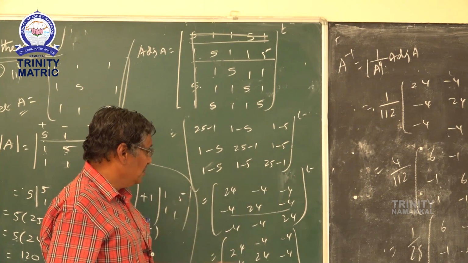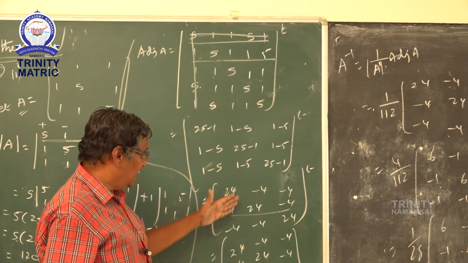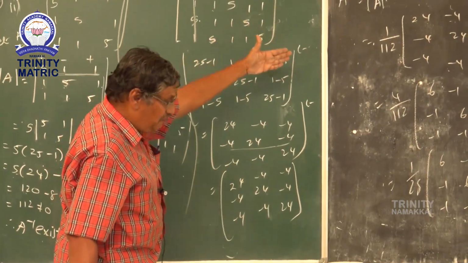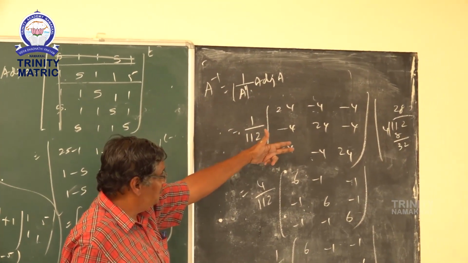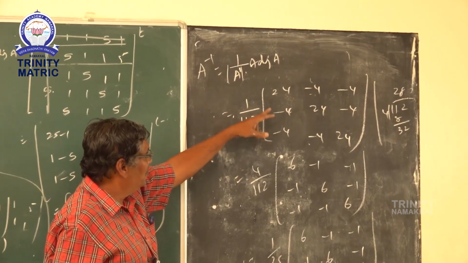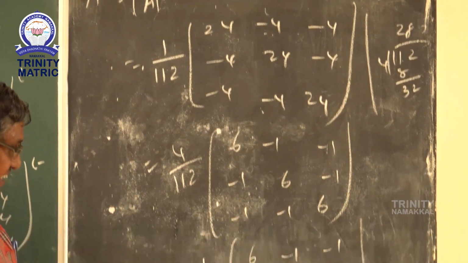You have to transpose. How will you do the transpose? Rows will be changed as columns, and columns will be changed as rows. Then what is the formula? 1 by determinant of A into adjoint of A, that is 1 by 112 into this much. Out of all things, all rows and columns are multiples of 4, so we can take 4 out. Then simplify that, and we'll get the answer.